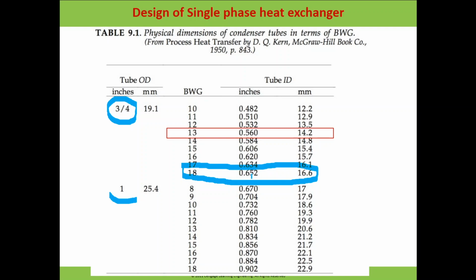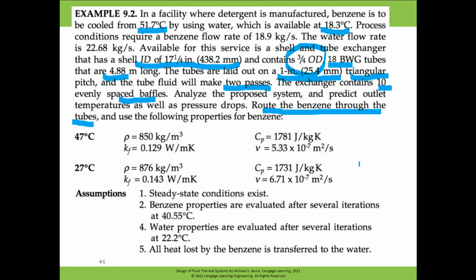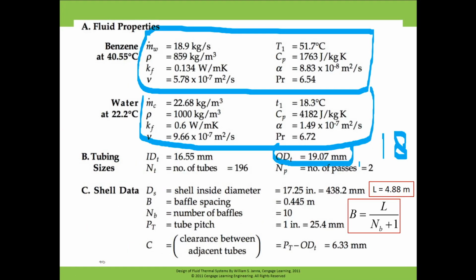So for the 18 BWG, when the outer diameter is 3/4 inch, the inner diameter is 16.6 millimeter. Now coming back to the problem, the inner diameter is almost 16.6 millimeter. This is the inner diameter that comes from the table, right? And the outer diameter, we know that it is 3/4 inches, which is 19.07 millimeter.